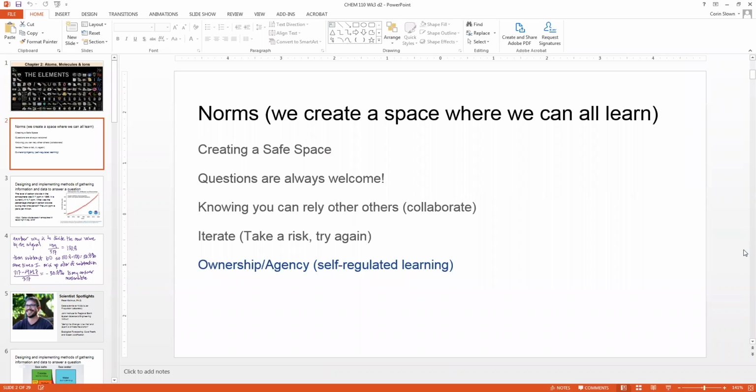I added a norm for us, which I think is really important. And that's the idea of ownership or agency and self-regulated learning. So for example, I know that when I go too fast, I'm prone to make mistakes. And so when I'm reflecting on my own learning, it's really important that I iterate, or I make sure that I go back and slow down my pace. That's a great example of self-regulated learning.